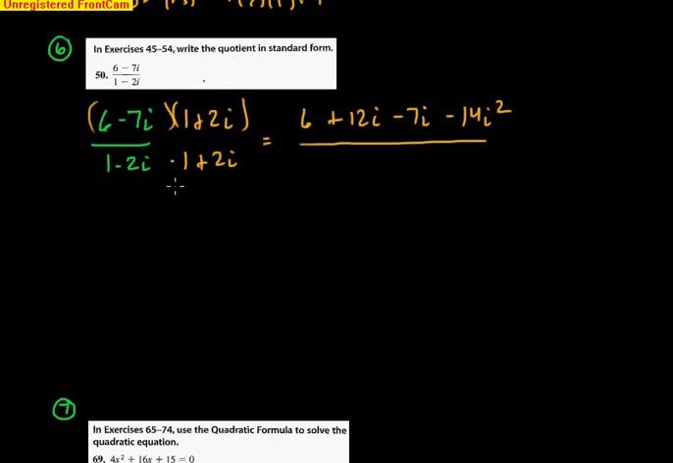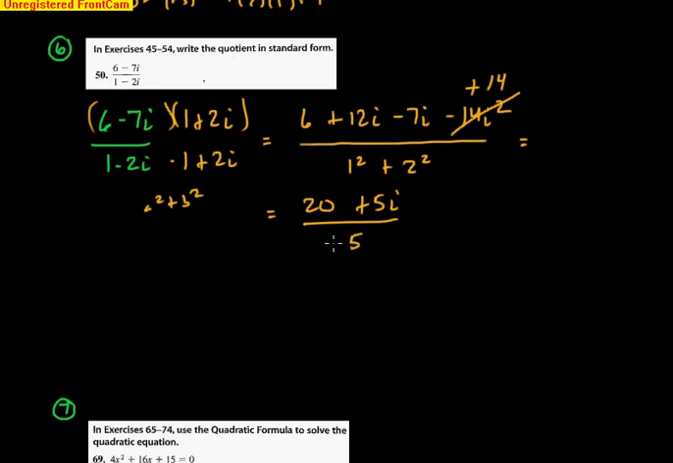The bottom, you get a squared plus b squared. 1 squared plus 2 squared. If you need to multiply it out, do it. Up here, the i squared becomes a negative 1 and makes minus 14 become positive 14. So that's 20. 6 and 14 is 20. 12i minus 7i is 5i. 1 plus 4 is 5.